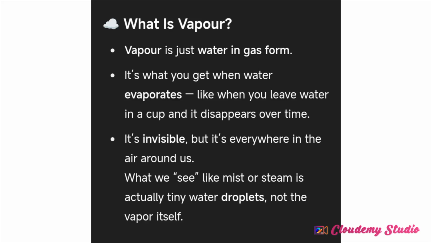The next thing we have here is, what is vapor? Basically vapor is water in gas form. We already talked about latent heat of vaporization, that is the hidden heat. Once you know latent means hidden, everything is clear. So vapor is water in gas form. It's what you get when water evaporates. It's invisible, of course it is.